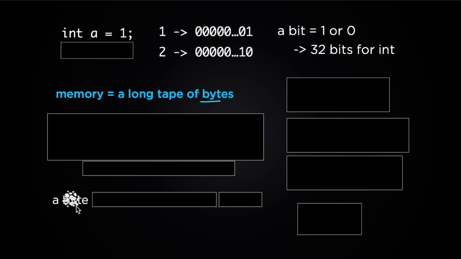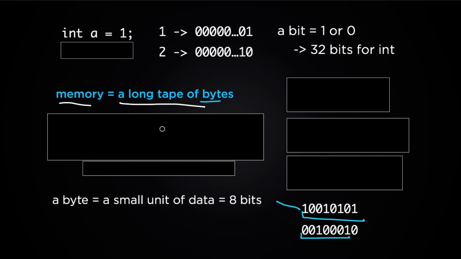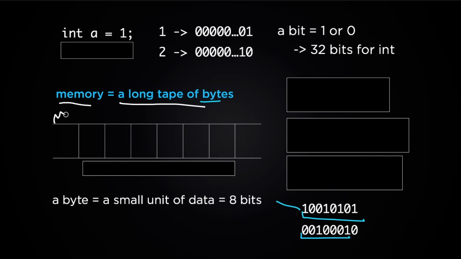A byte is basically a small unit of data, and it consists of 8 bits. So each byte might look like this, where it has 8 bits, or this one. Now you can visualize the simple model of memory as a long tape of bytes like this. So this is the long tape, and each of these compartments represents each byte.